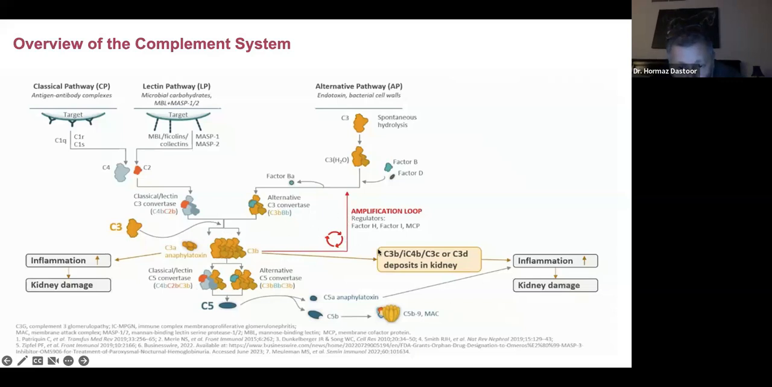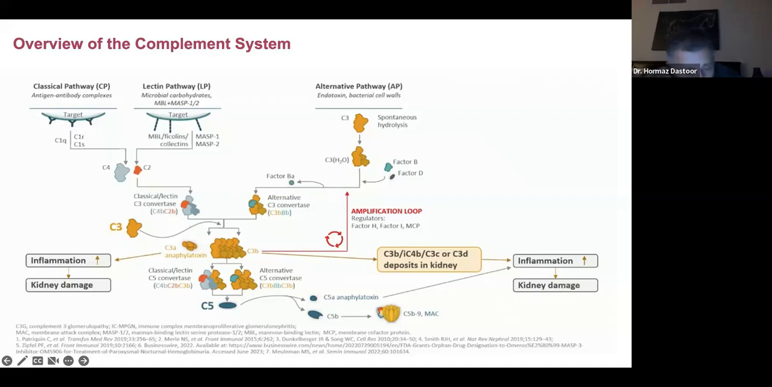And what is important to note is that this amplification loop is regulated by inhibitors. They are also known as regulators of the pathway. So these regulators are factor H, factor I, and MCP. So the promoters of this pathway are factor B, factor D, and C3, whereas regulators of this complement pathway are factor H, factor I, and MCP.